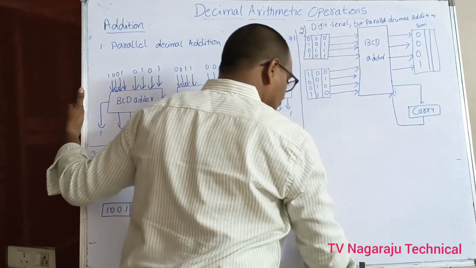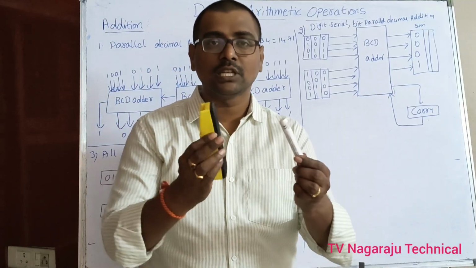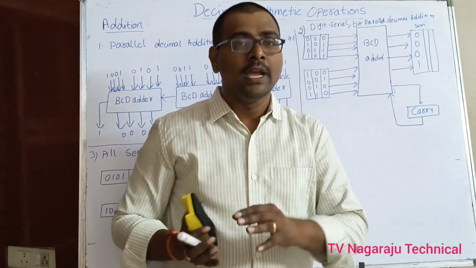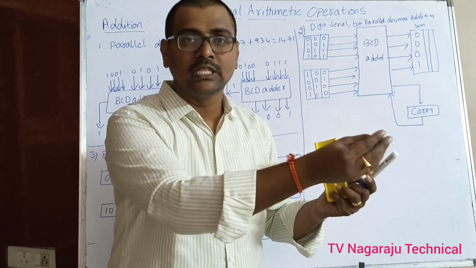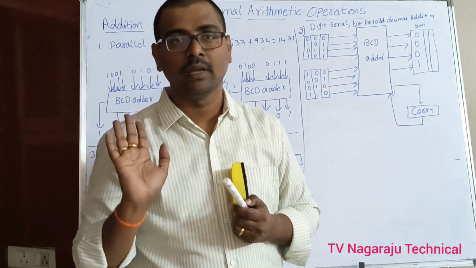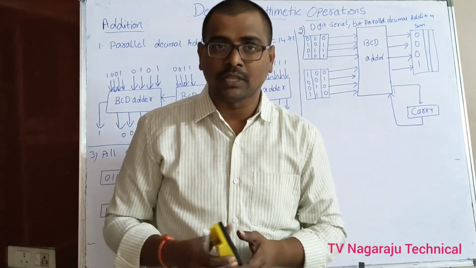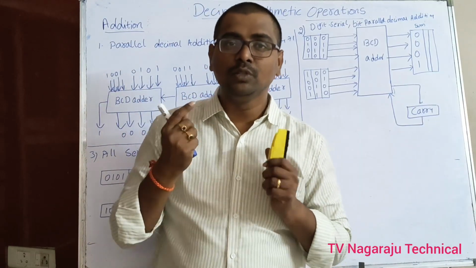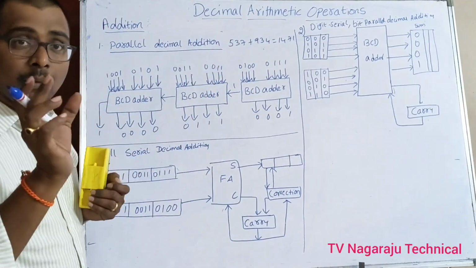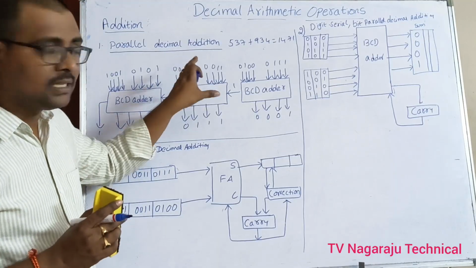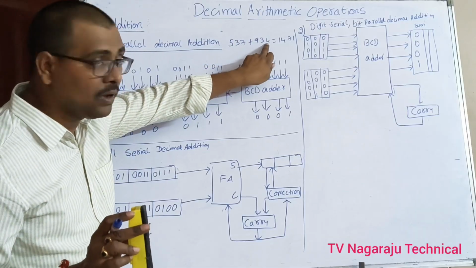Now coming to the operations. What are the operations? Addition, subtraction, multiplication, division. Now in this session we are moving to addition and subtraction. Anyway, if you know the addition, subtraction is automatically implemented by taking either 9's complement or 10's complement of the subtrahend. Now in the decimal arithmetic, the addition is performed in 3 ways. Depending upon the requirement, you can use any way. Now the first way is parallel decimal addition.